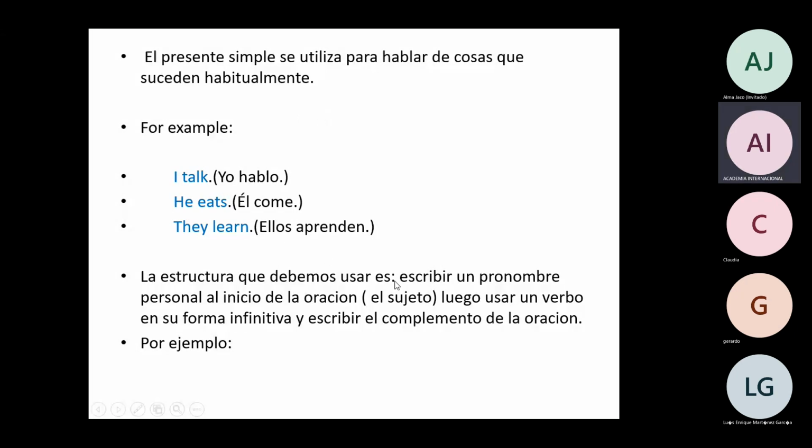La estructura que debemos usar es escribir un pronombre personal al inicio de la oración, o sea, un sujeto o un pronombre personal, así como lo vemos aquí. Luego usar un verbo en su forma infinitiva. Un verbo en su forma infinitiva es este. Y en este caso vemos que este verbo lleva una S, pero eso solo pasa cuando el verbo está en tercera persona. Ya vamos a ver algunos ejemplos. Bueno, cuando hayamos usado el verbo, luego debemos escribir un complemento de la oración para que tenga más sentido.